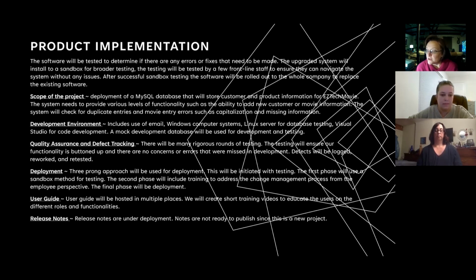Quality assurance and defect tracking. Through our many rounds of testing, we will ensure that our functionality is buttoned up and there are no errors that were missed in development. Defects will be logged, reworked, and retested during Agile development. Team members will test and approve the work of the rest of the team, and the team will agree to any changes and submit code changes using a change control process and version tracker. Screenshots will be taken of errors and the defects logged in the project log. Changes must be approved and submitted via the change request form.